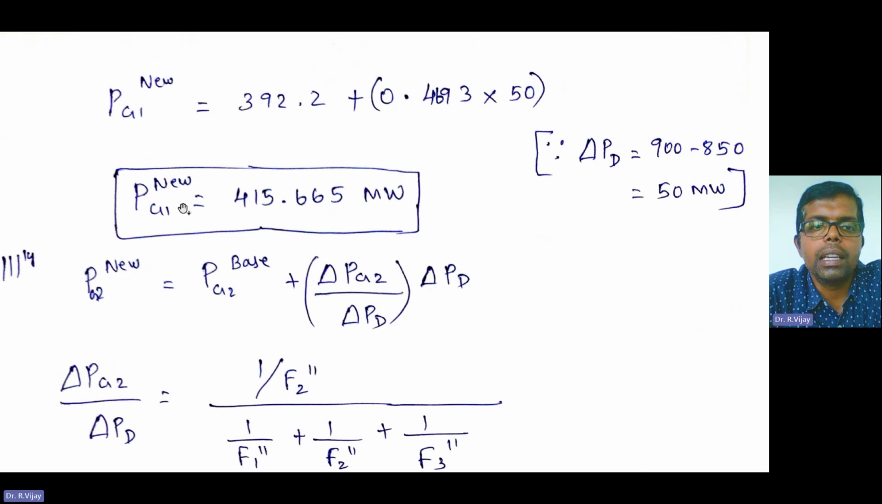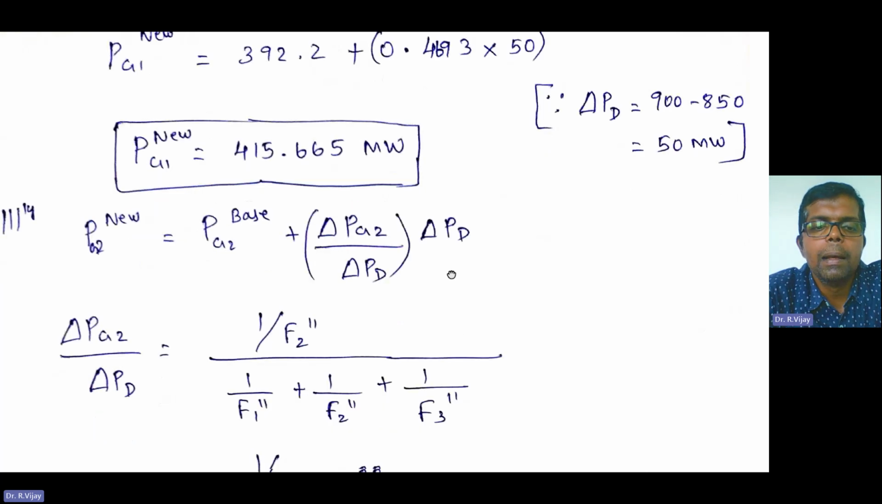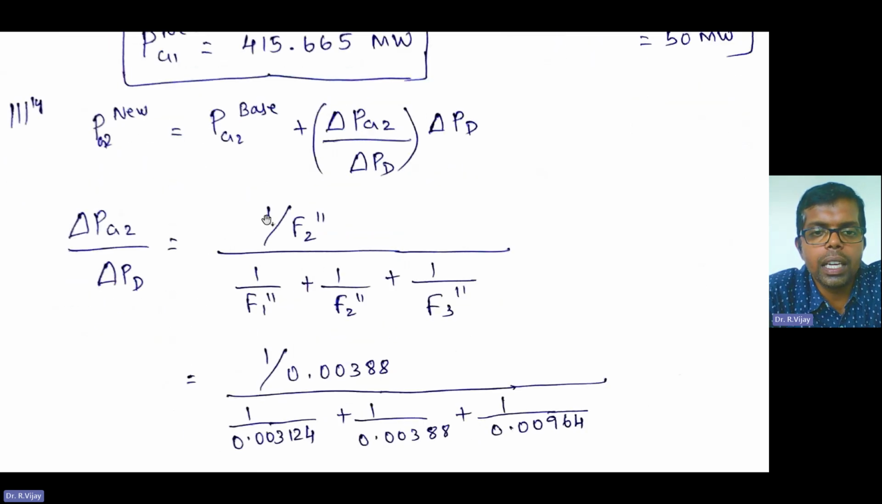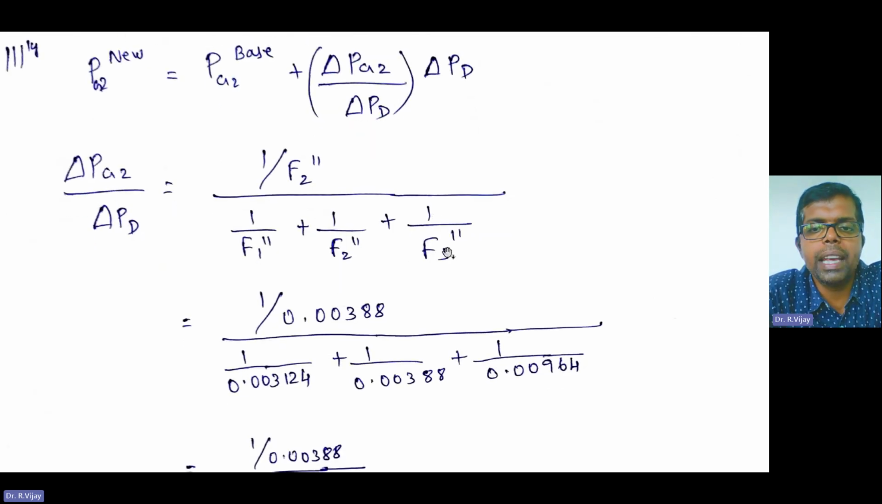415.665 megawatt. You just tell in the comment whether you are getting the same answer. Similarly, you need to calculate PG2 new. PG2 new is equal to PG2 base plus del PG2 divided by del PD into del PD. Next, you can easily calculate del PG2 divided by del PD. The general formulation is already there. If it is 2, then 1 divided by F2 double dash, divided by 1 divided by F1 double dash plus 1 divided by F2 double dash plus 1 divided by F3 double dash.